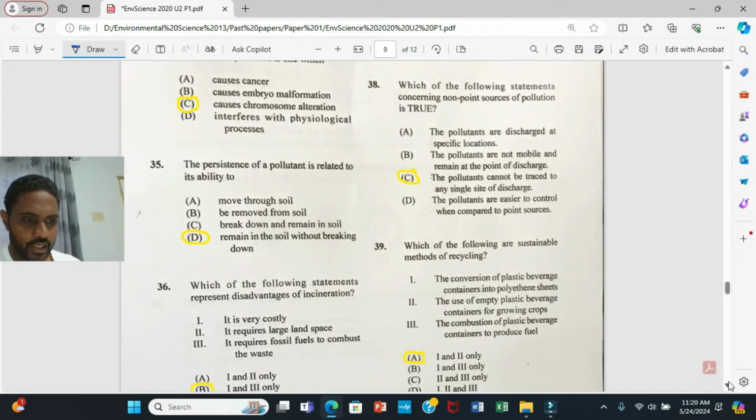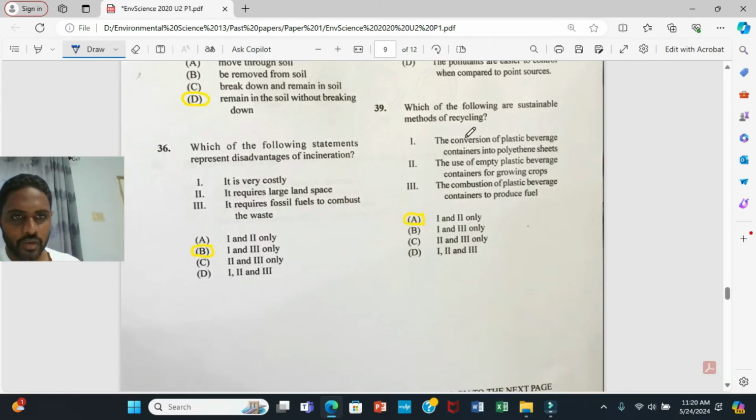Alright, number 39, which of the following are sustainable methods of recycling? The answer is A, 1 and 2. So 1, the conversion of plastic beverage containers into polythene sheets, and 2, the use of empty plastic beverage containers for growing crops. Combustion of plastic, guys, that's not sustainable. It will cause global warming, climate change, and maybe ozone depletion.